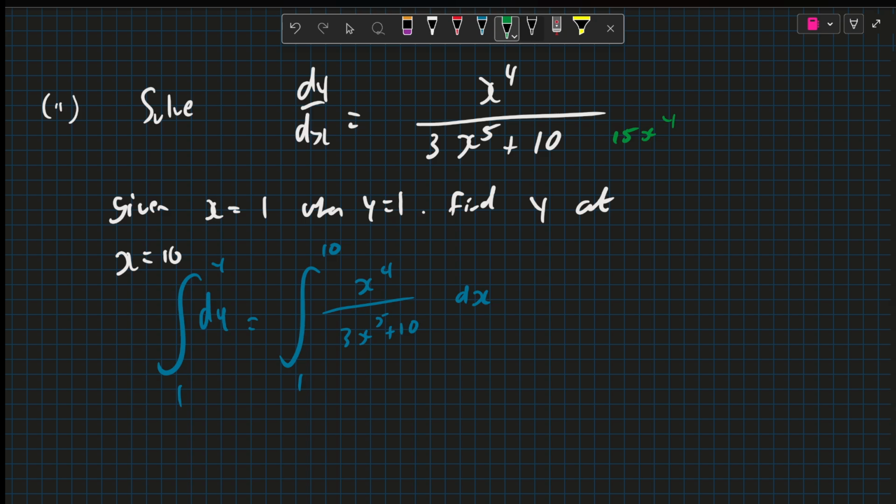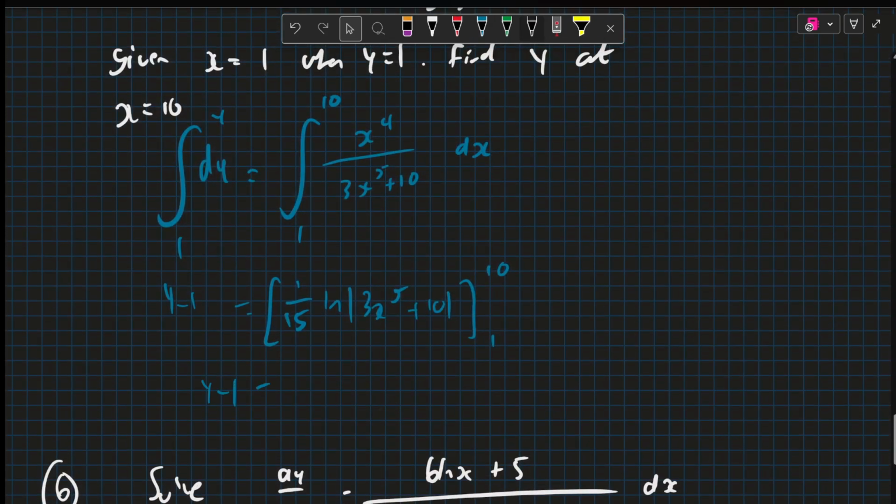Now, that's 15 times too much for a perfect derivative. So if we overshoot the bottom, then we're going to have to divide by that scaling factor. So this is equal to 1/15 of the natural log of the bottom. So this can be 3x to the 5 plus 10, with values between 1 and 10.